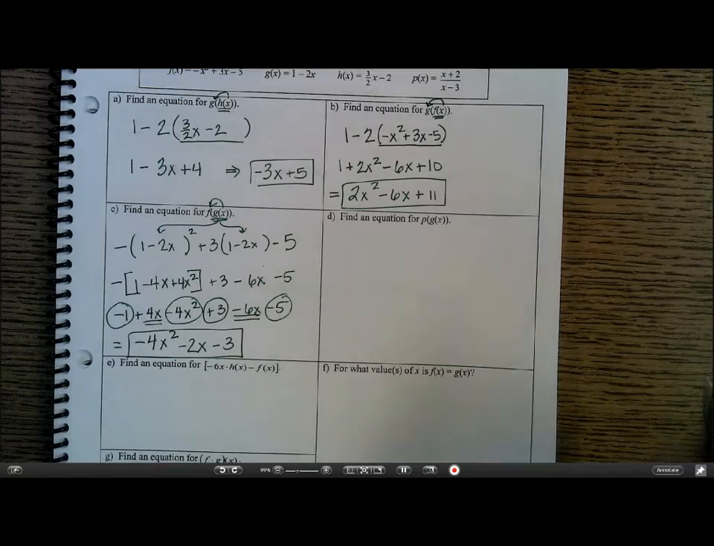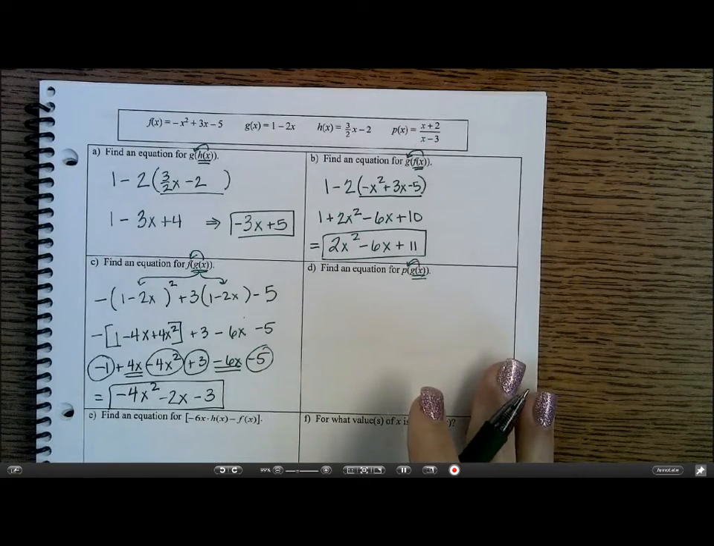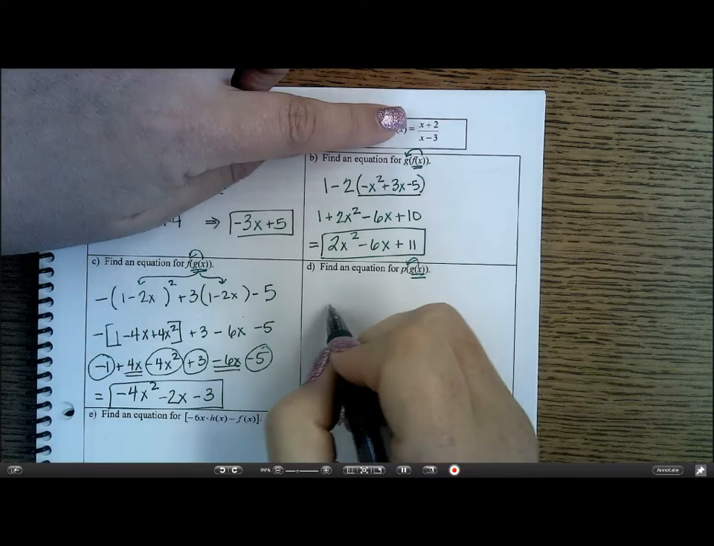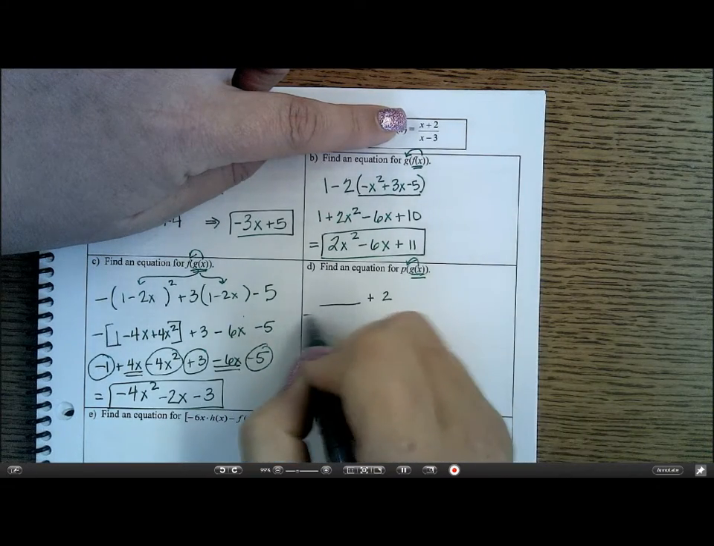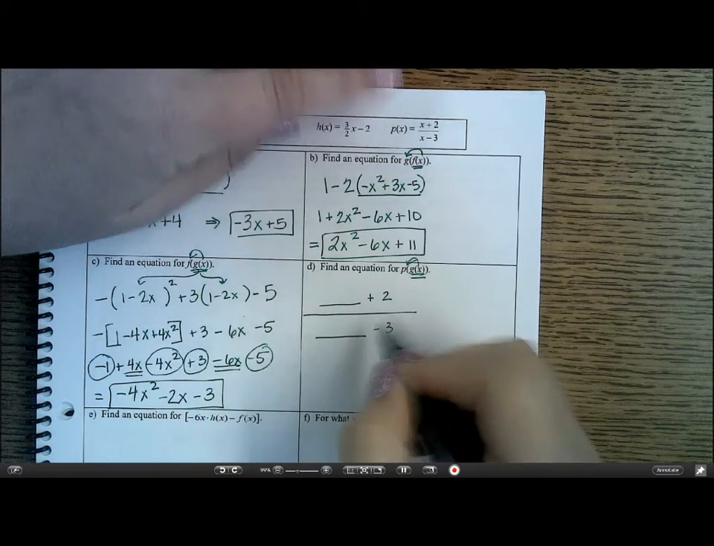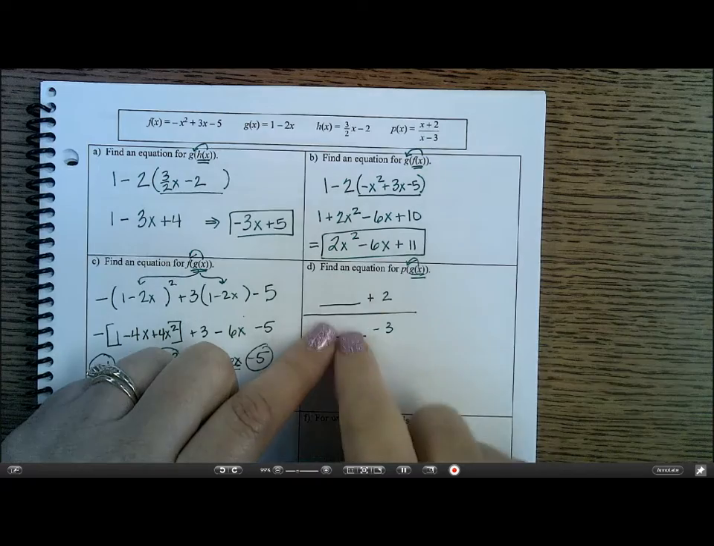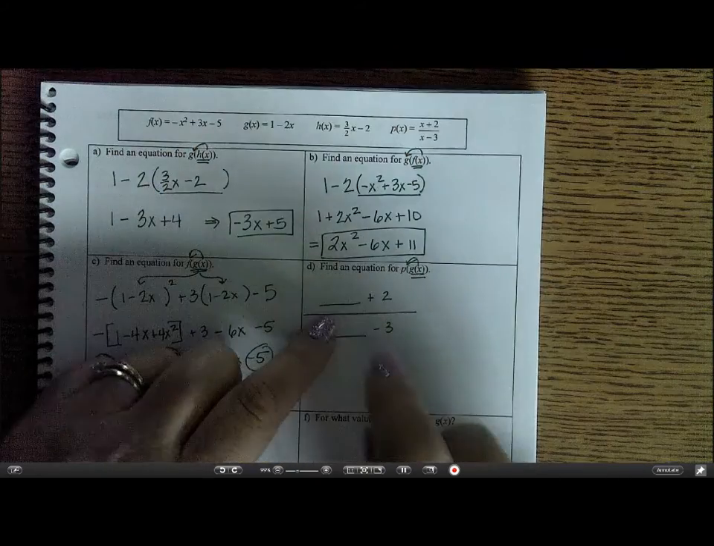All right, so we're going to take the g function and plug it into the p. The p says x plus 2 divided by x minus 3. You could have put parentheses. I'm just doing this as another way to remember what you have to replace the x with.